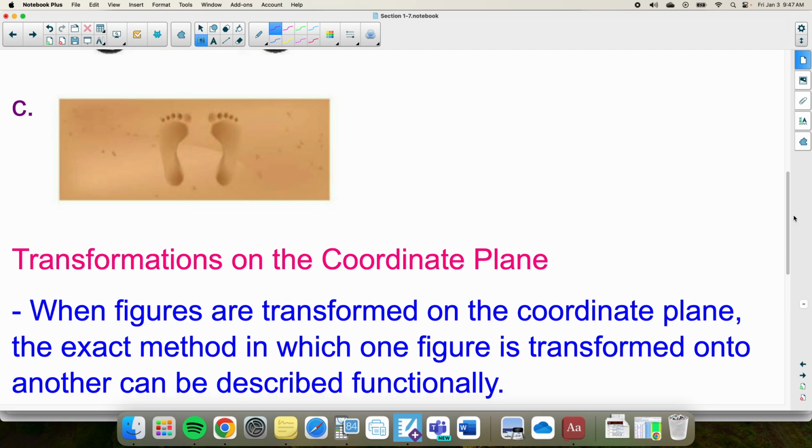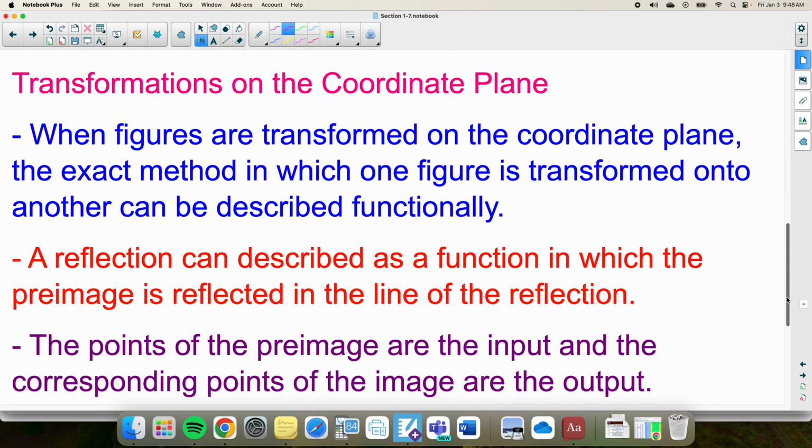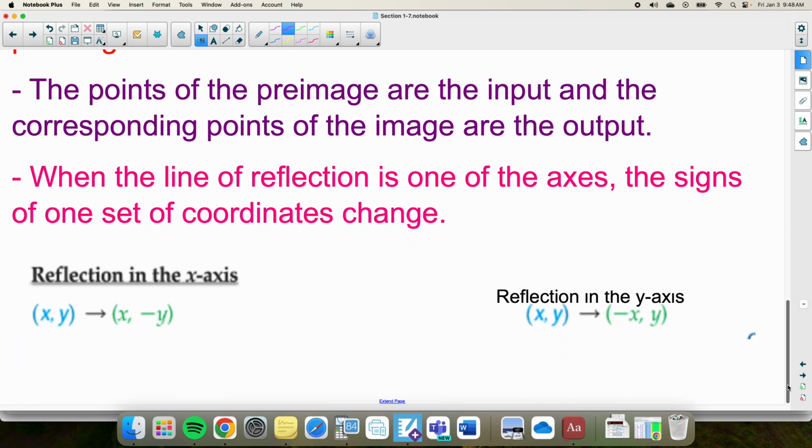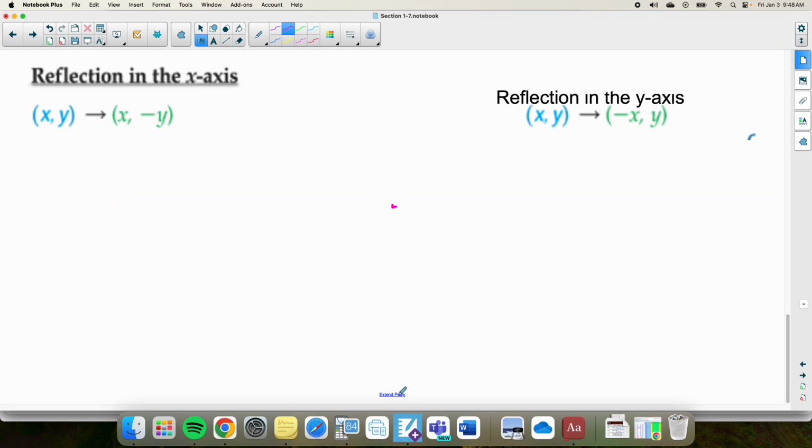Okay. And what do you guys think about C if you had your footprints? Reflection. It's a reflection. If you had this as your line of symmetry and folded that, that would be a reflection. Very good. So now that we understand that, we are going to look at each separate one and we're gonna do some of them. So the first thing that we're gonna do is look at reflections.